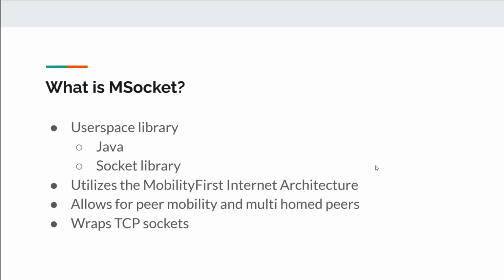What is the MSocket Library? It's a user-space Java library providing a socket API. It utilizes the MobilityFirst internet architecture, and it basically allows for peers to move IP addresses or have multiple IP addresses and keep some of the same guarantees that TCP gives us. It actually wraps around TCP sockets, as we'll see.